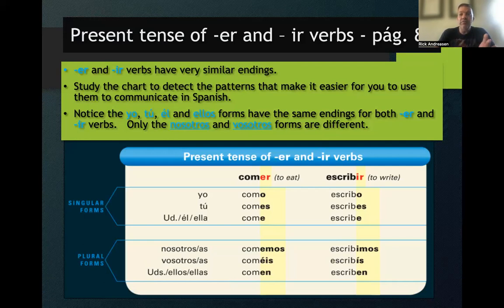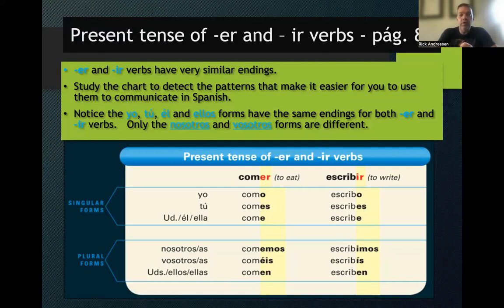So again, the forms for ER and IR are the same in the first person. On the singular side, they're all the same. And on the plural side, they're different in nosotros and vosotros, and back to the same in the third person plural. So let's go through the verbs for ER. I'll have you repitan after me.